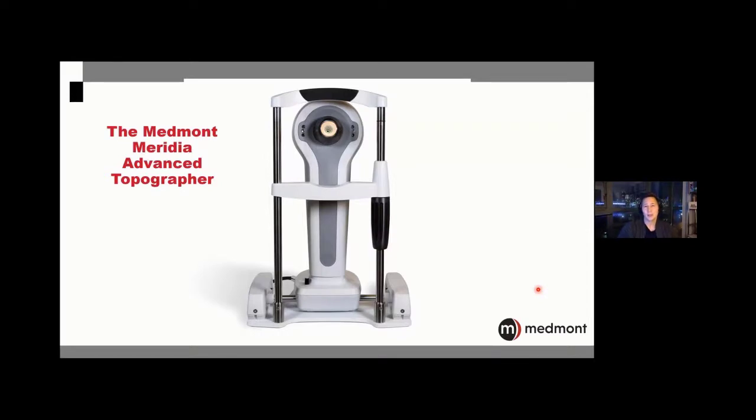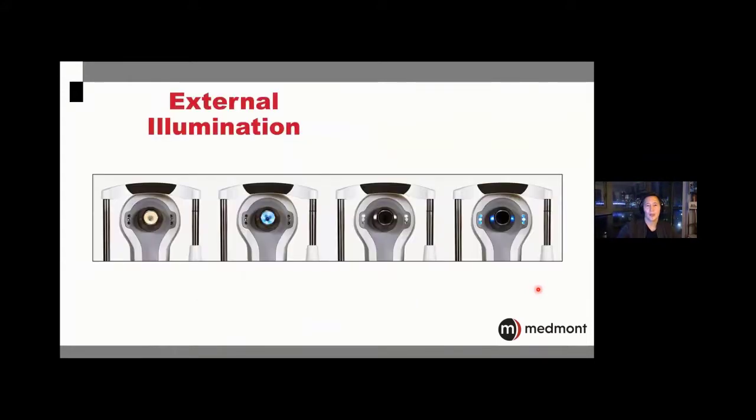But here you might notice some new additions in the Meridia, where you have 3 lights on either side of the cone. And basically what they do is they will provide the illumination for your meibography imaging, your infrared imaging, your white light anterior segment imaging, and your fluorescein, your cobalt capture, in addition to, of course, your corneal topography.